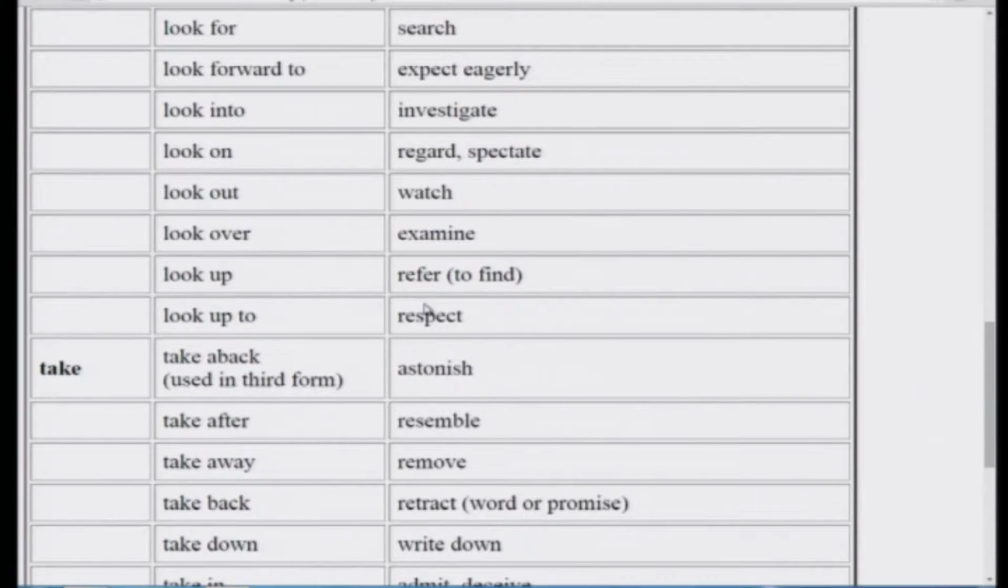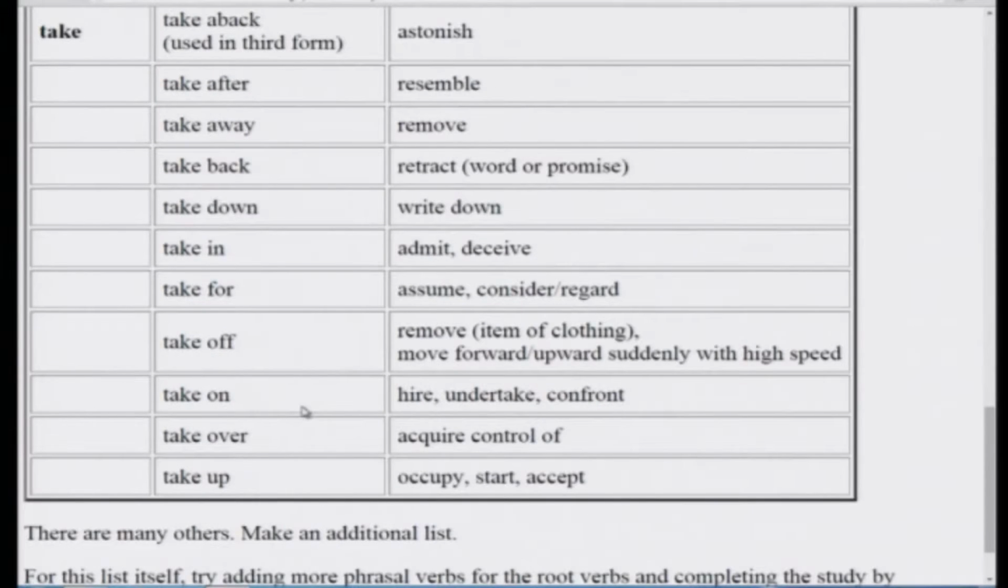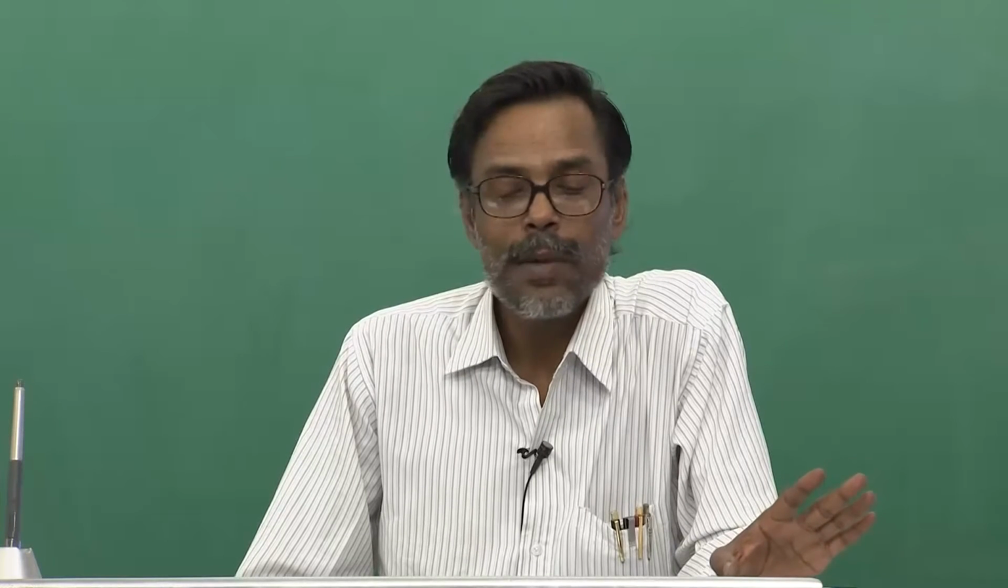Take is another which takes a lot of such relational markers later to give rise to a lot of phrasal verbs. Take aback, this has a very peculiar origin. Look up the origin sometime in the references. So, aback means from behind. Take aback means to astonish, but I have never seen its use unless in the third form. Only in the third form I have found its use. We were taken aback by his sudden appearance. So, other than third form, in no other form I have seen its use.